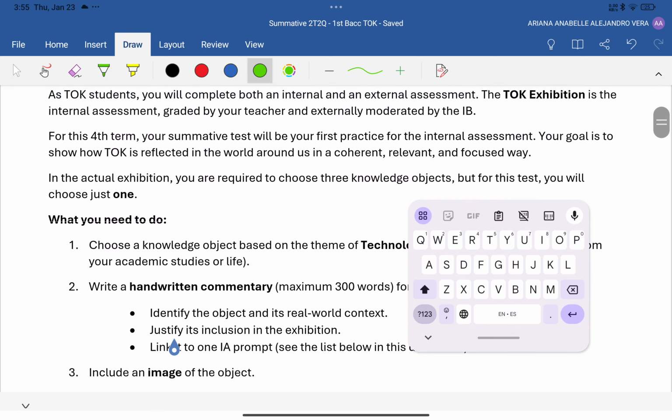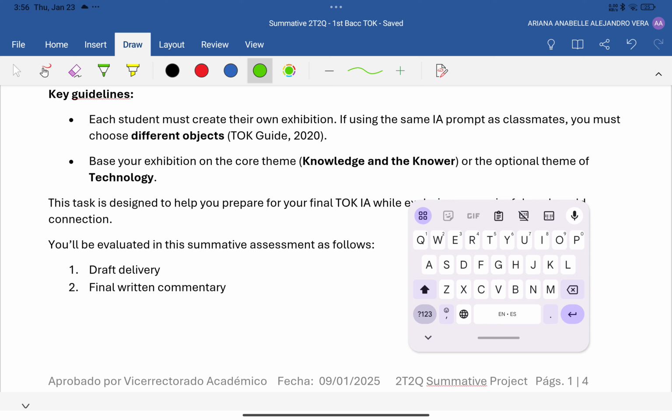When you decide the object, pay attention that one of the things that the IB program is asking, and so am I, is that any object, whatever the object you choose to do, should be unique.